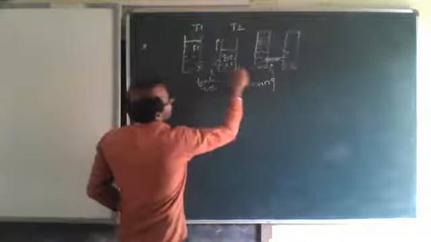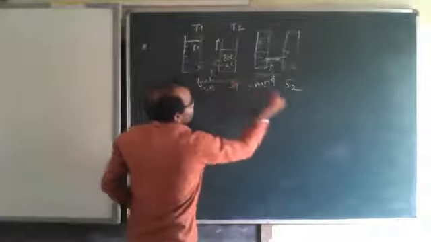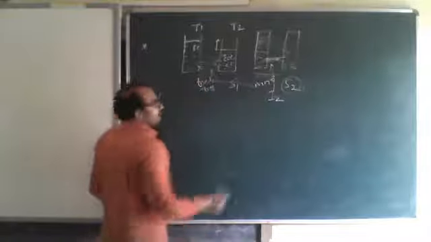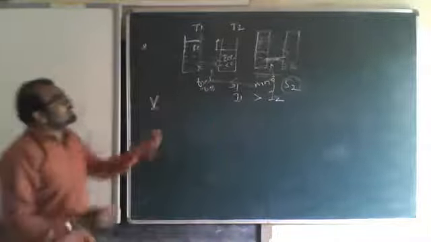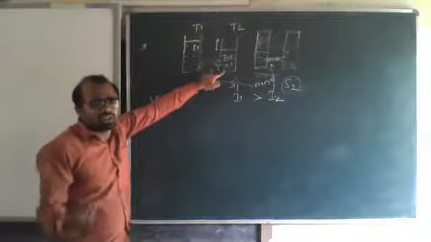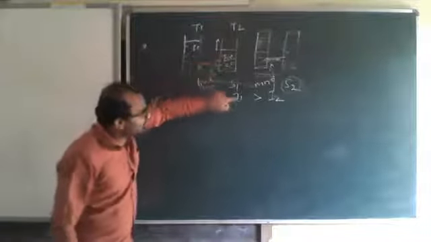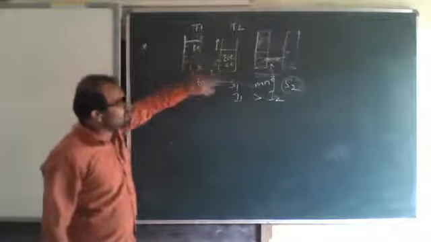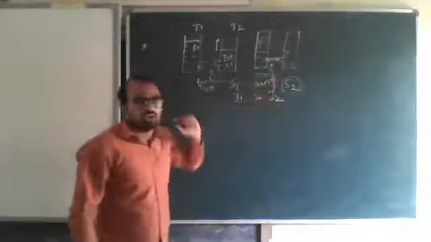So in situation 2, current is more, that is I2. I2 is more compared to I1. That means here the difference is less. What is the difference? The electron difference. Electron difference is nothing but potential difference. Here potential difference is less, and here potential difference is more. So as the potential difference is less, current is less. As the potential difference is more, current is more.